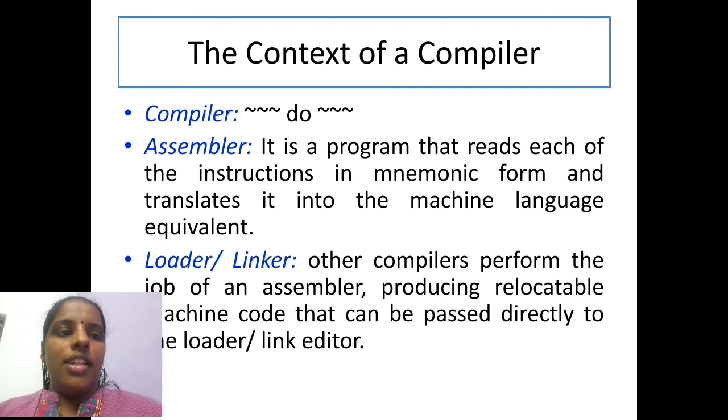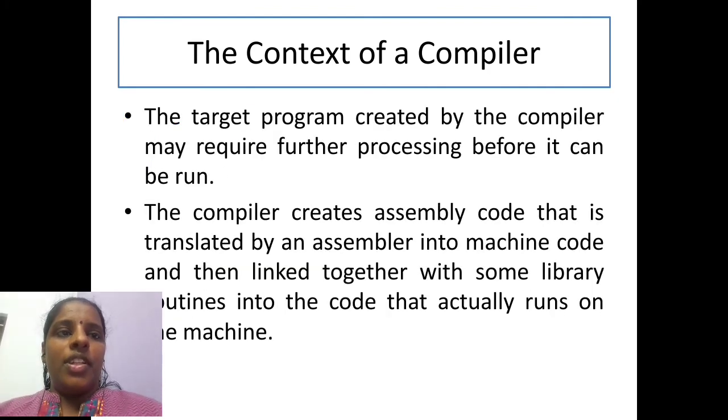The loader and the linker are again system software. The linker links the library files required, and the loader loads the program that is stored in the secondary memory into the primary memory and keeps it ready for execution. Now the target code, or the absolute code, is produced.